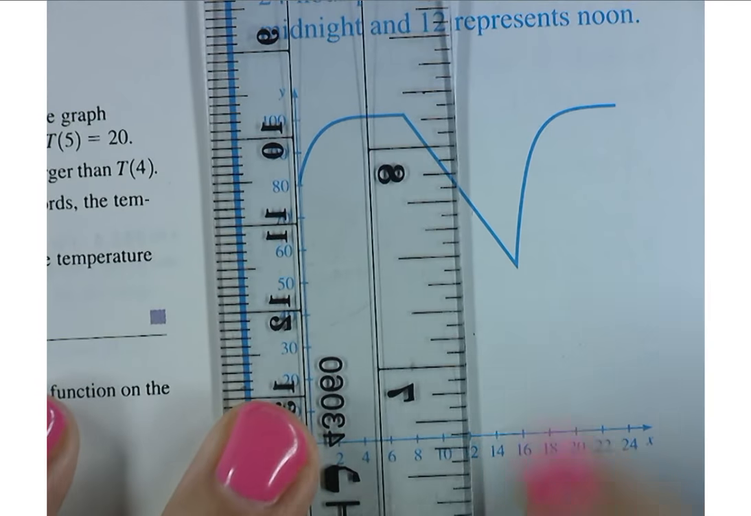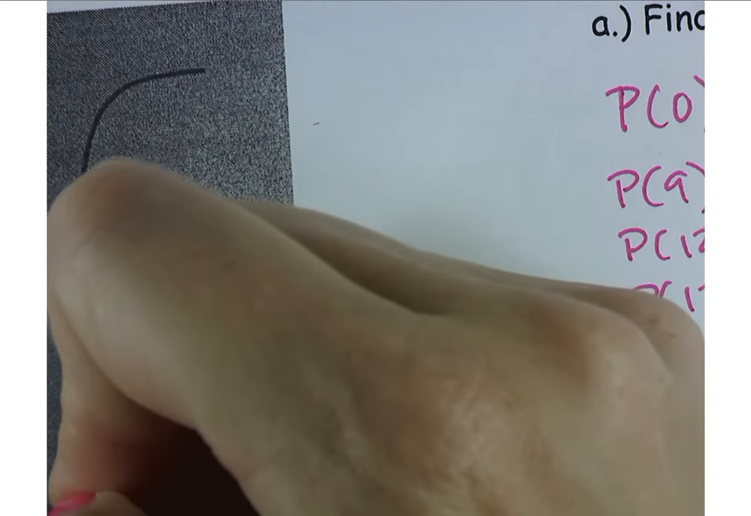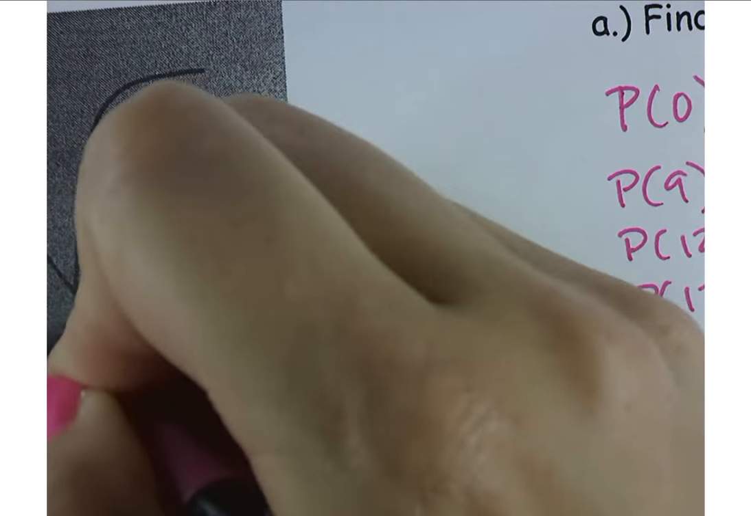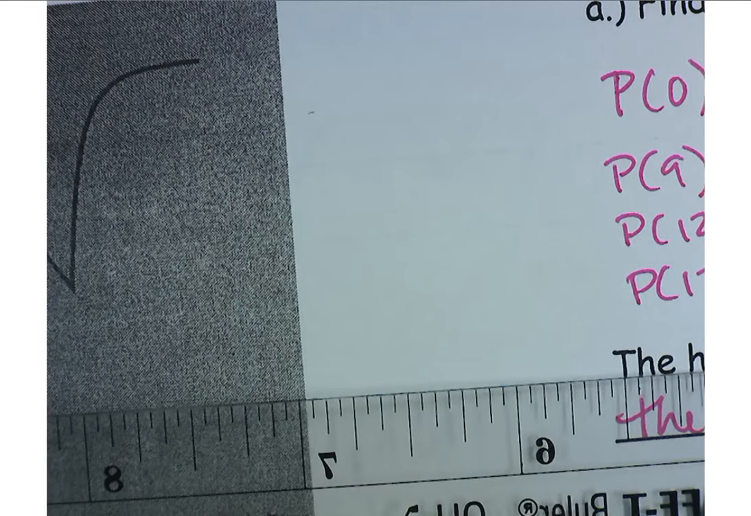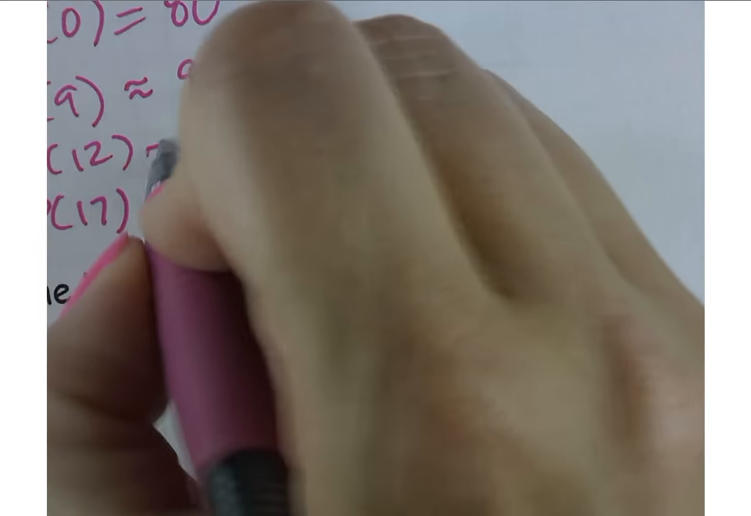Right, so looking at yours, if you go up from 12, what are you guys approximating for 12 on yours? About 74? And that's a little bit higher. About 75-ish? Okay, so somewhere in the 75 range.